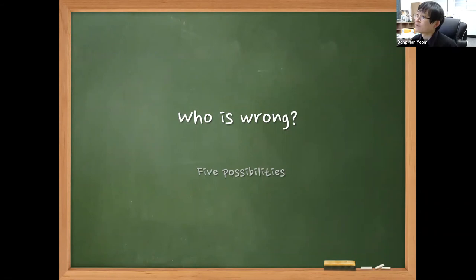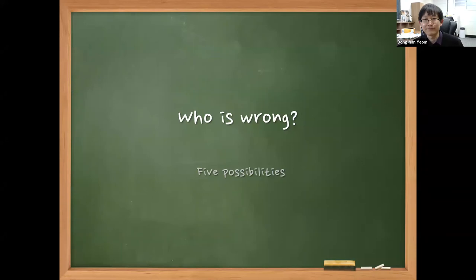Now let's go to the alternatives. If the five assumptions are wrong, then who is wrong and what is wrong? I think we can categorize five possibilities, and I will discuss case by case, and I will show some important landmark ideas for each option. Of course, it depends on my prejudice, seriously.